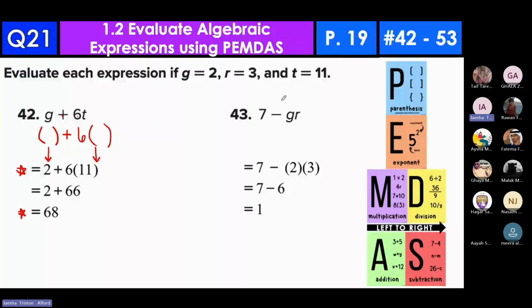Number 43, same. Put the 7, the subtract down, put the G in parentheses, put the R in parentheses. Then put the numbers inside. From this line, depends on you. If you can solve more, solve more. If not, type it in the calculator and get the answer direct.